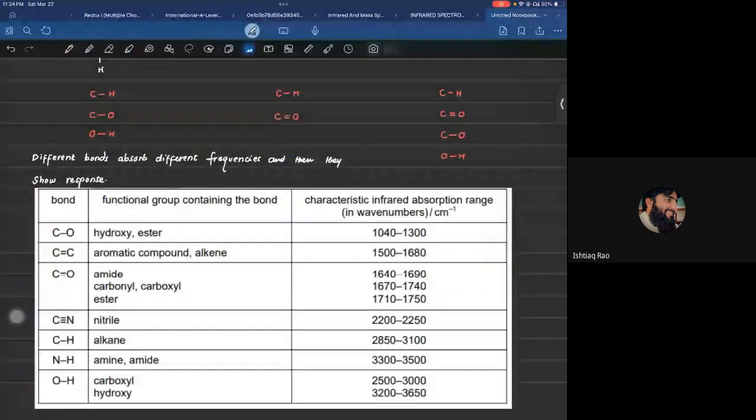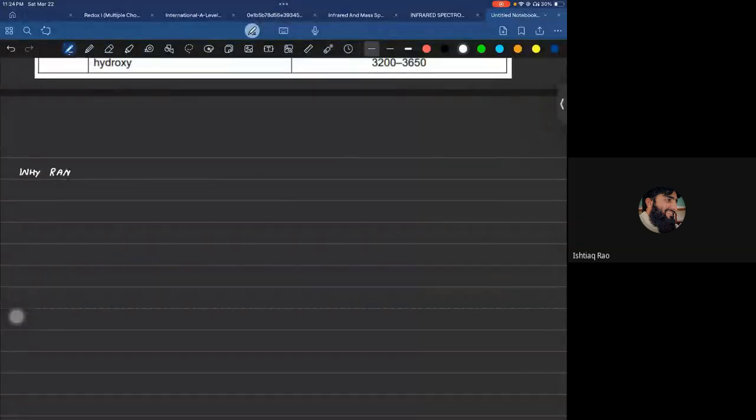See this, I have the data. So now the next question is why a range of absorptions is given. This is very important to know.